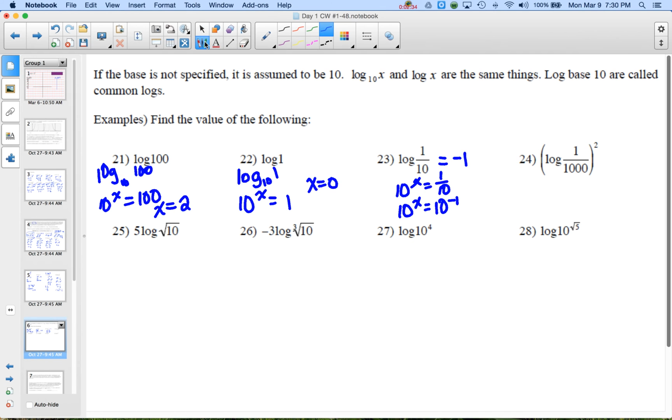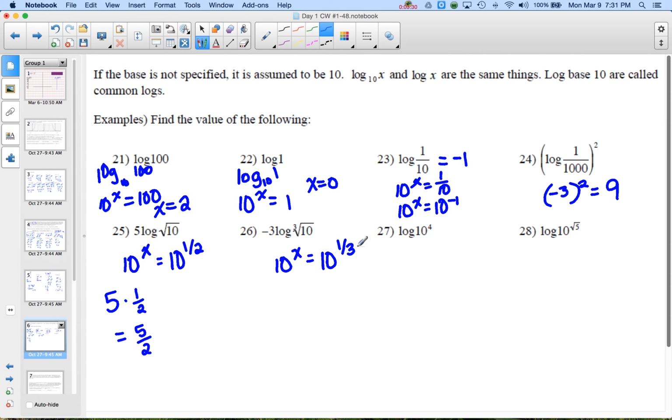So for example, when you look at this next problem, you should be able to recognize that log of 1 over 1,000 is going to be negative 3, and negative 3 squared is 9. On this one, remember this is 10 to the 1/2 power, so we'll do this one a little differently. So we have 10 raised to what power is 10 to the 1/2. Okay, so then x is a half, so we're going to have 5 times a half, which is 5 halves. Okay, on this next one, 10 raised to what power is 10 to the 1/3, because it's the cube root. So we get a third for this times a negative 3. So we end up with negative 1 for an answer.